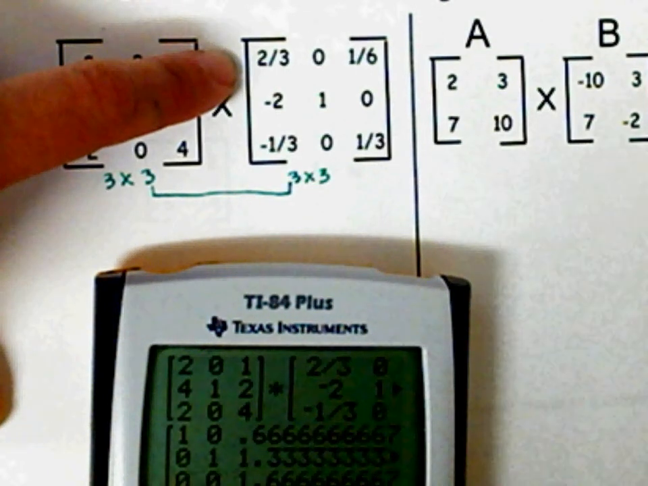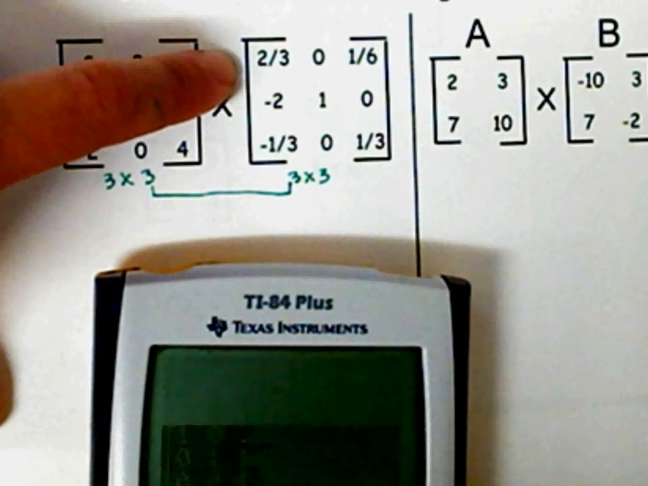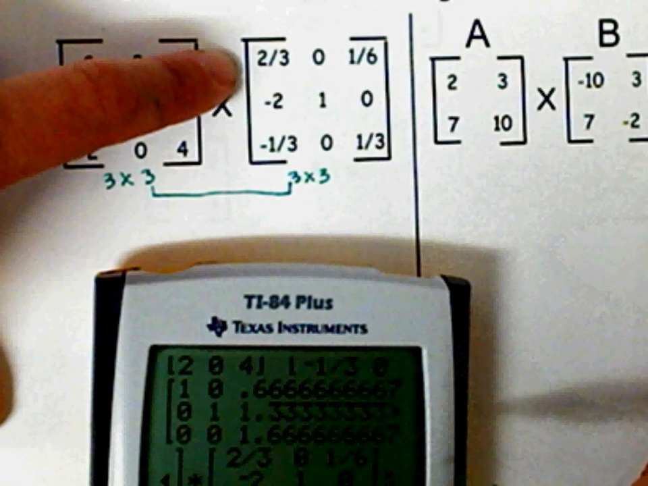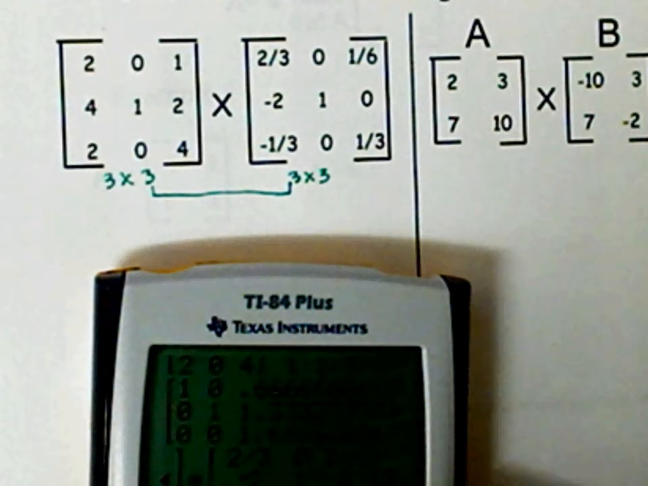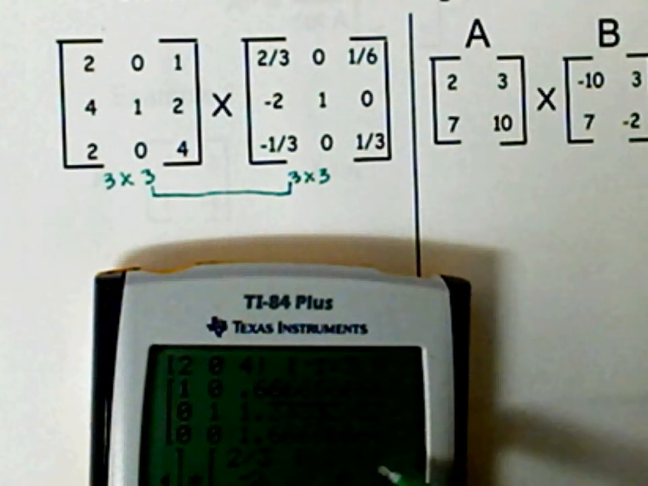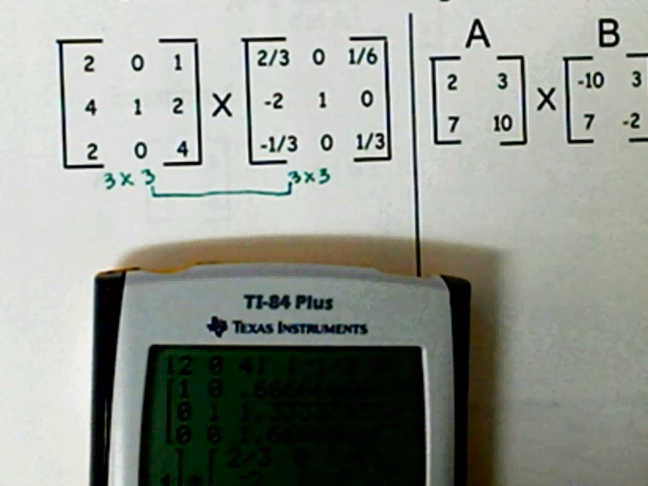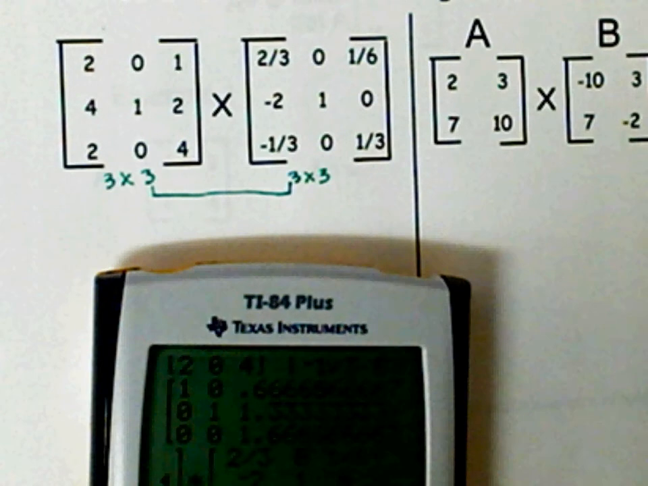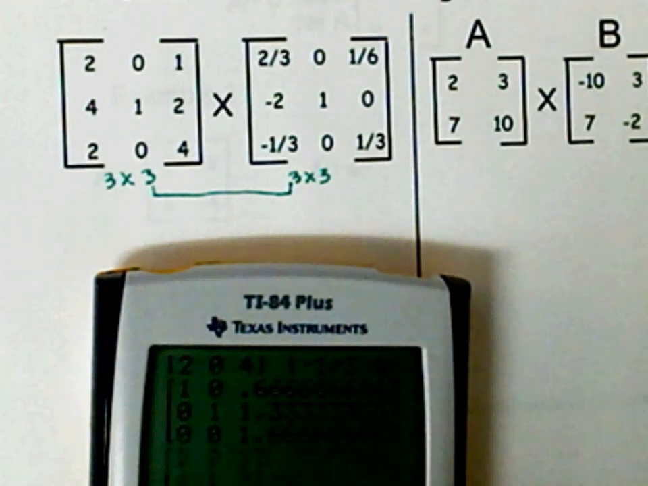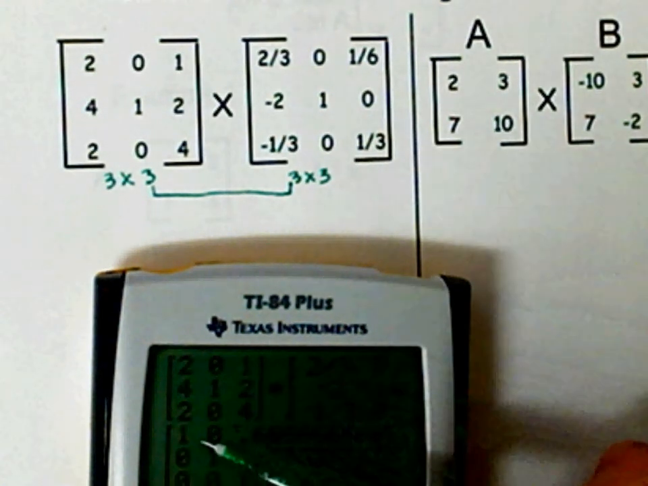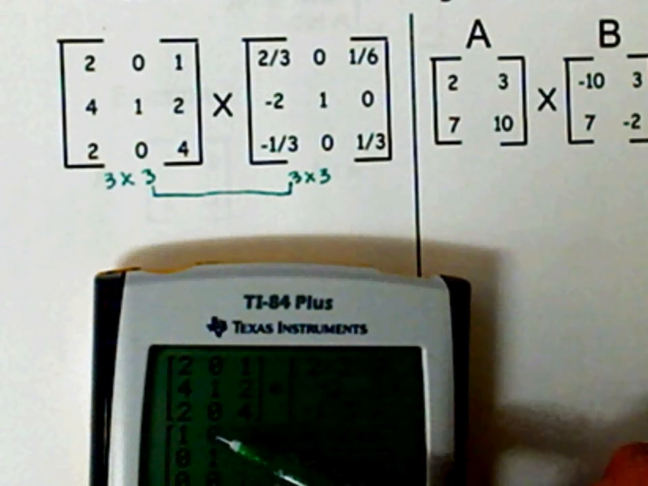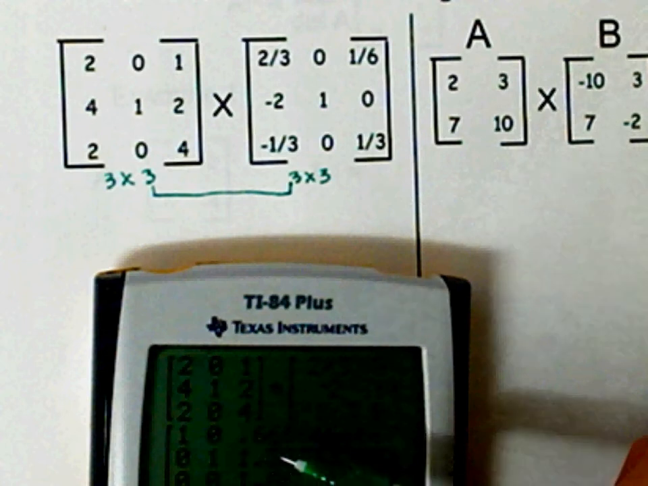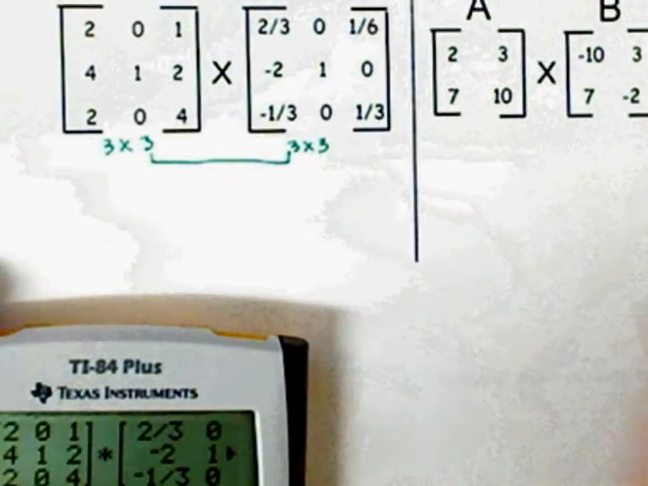I wonder where I messed up. Let's double check. Let me see. -2, 0, 1, 6. -2, 1, 0. -1/3, 0, and 1/3. So, are those inverses at all? If you take a look, you see how this is not 1, 0, 0, 0, 0, 0, 1, 0? It's not that at all.